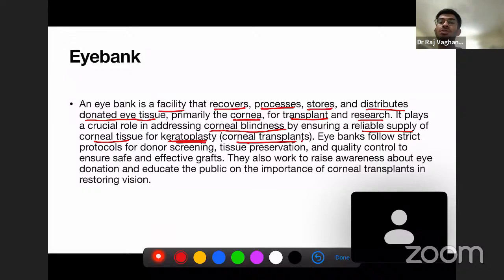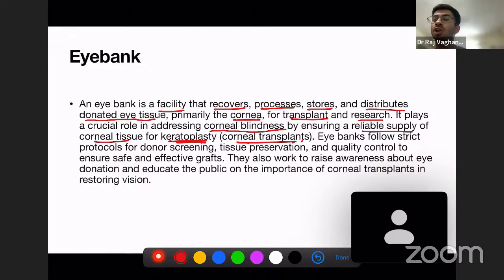So eye banks follow strict protocols for donor screening, tissue preservation, and quality control to ensure safe and effective grafts. Just like the blood bank, an eye bank also functions the same way. It functions for the cornea, especially. Other eye tissues also, but mainly it is done for the cornea.